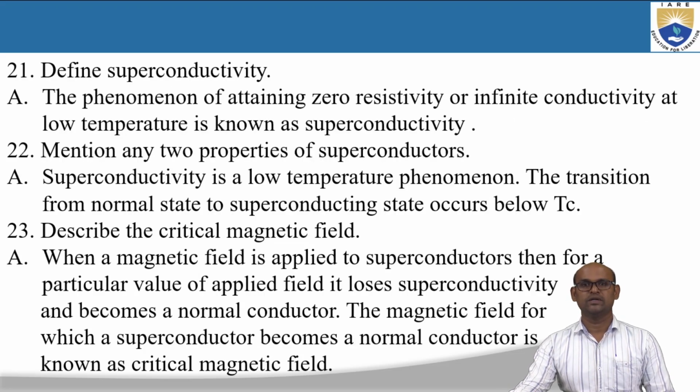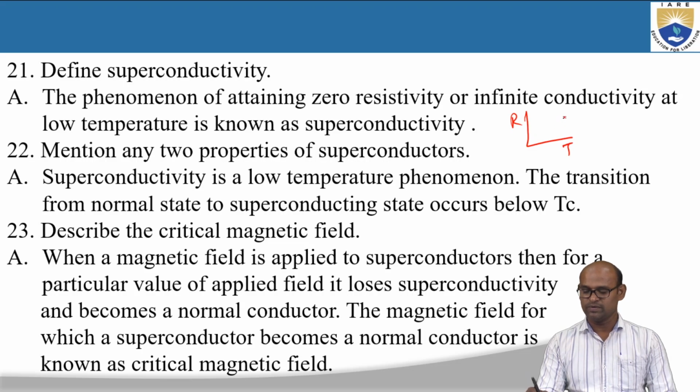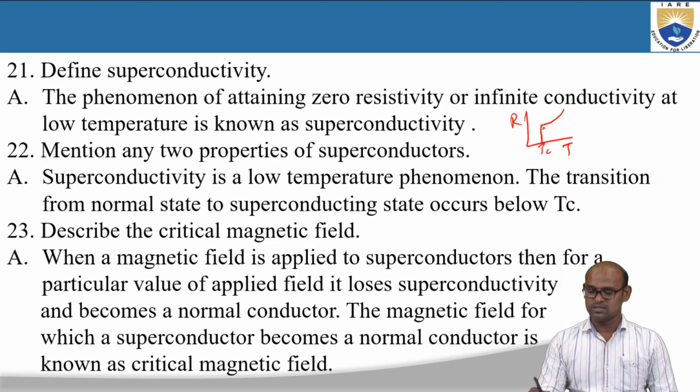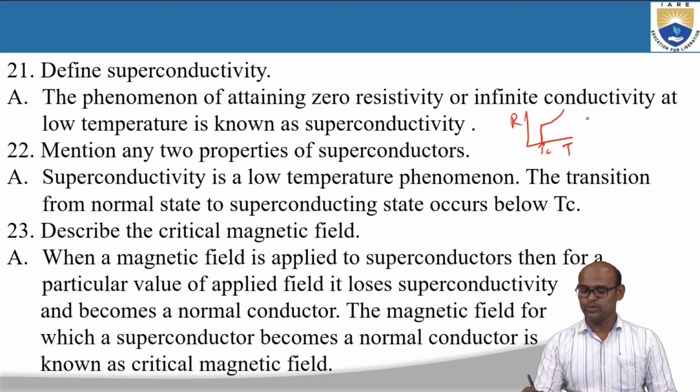Define superconductivity. The phenomenon of attaining zero resistivity or infinite conductivity at low temperature is known as superconductivity. I am plotting resistance versus temperature. In superconductivity, when we cool the material, the resistivity will decrease, and suddenly at a certain temperature called the critical temperature, the resistivity goes to zero. This phenomenon is called superconductivity. For highly purified mercury, it is around 4.13 Kelvin.